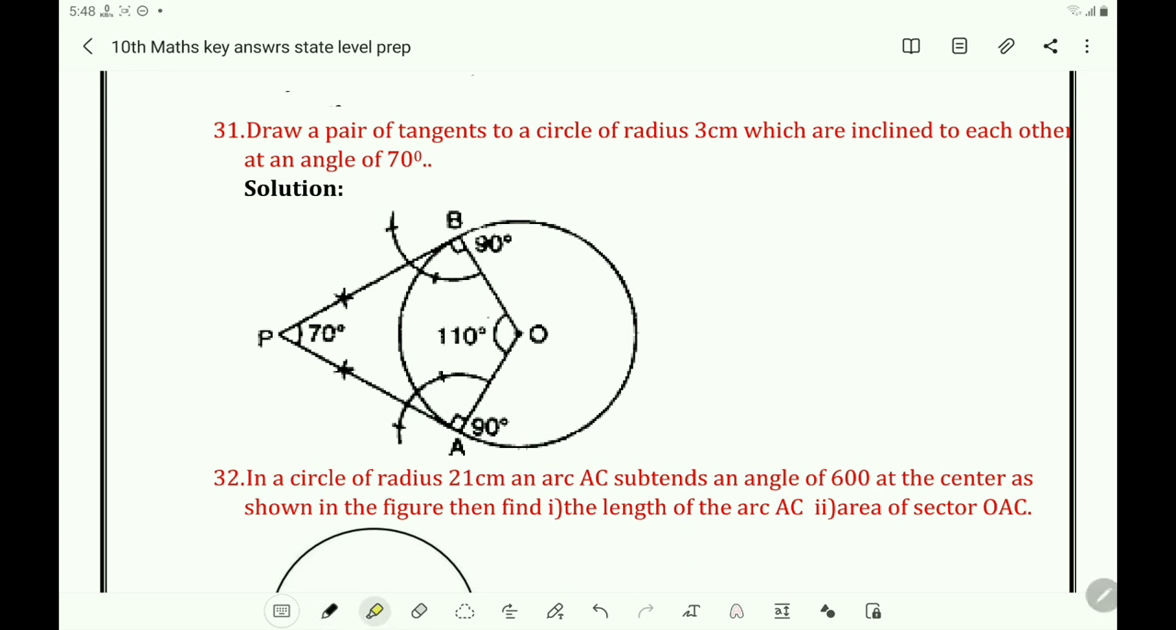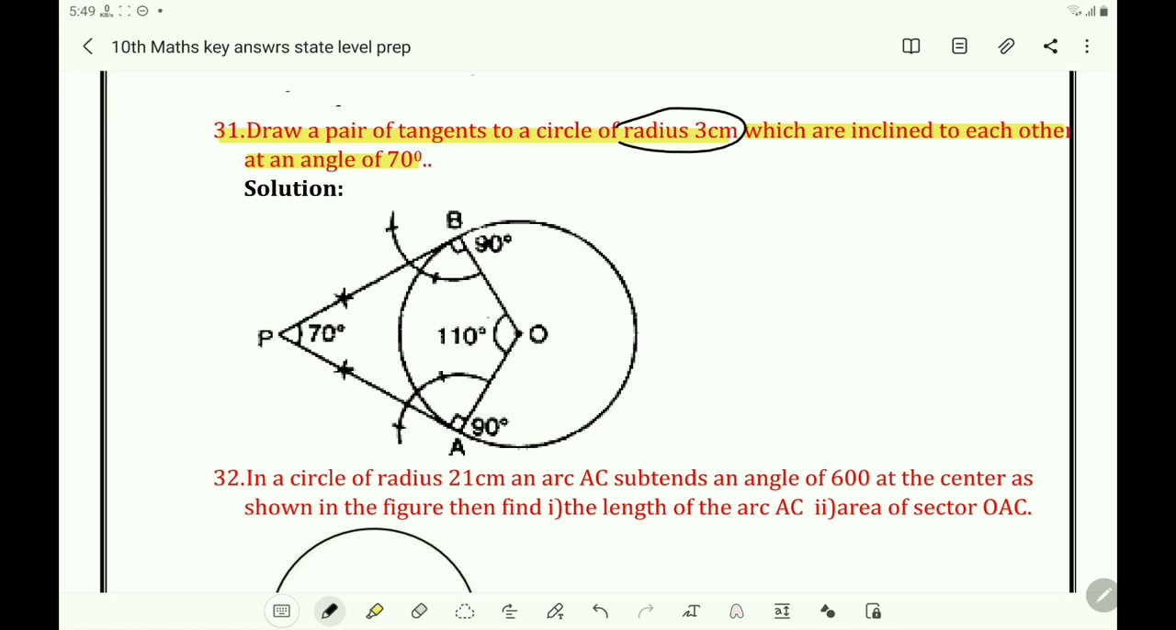Now you take the 31st question. Draw a pair of tangents to a circle of radius 3 cm which are inclined to each other at an angle of 70 degrees. Children, you know the method of constructing the pair of tangents with the given angle of inclination.